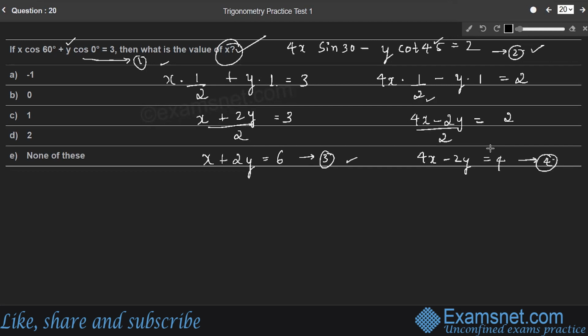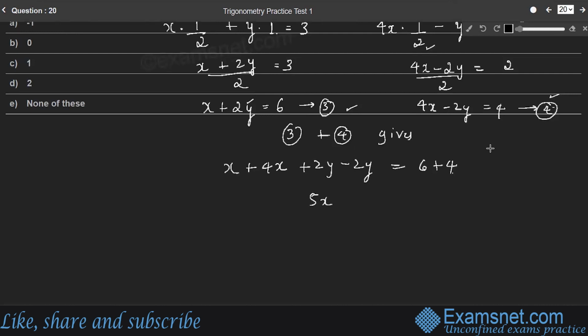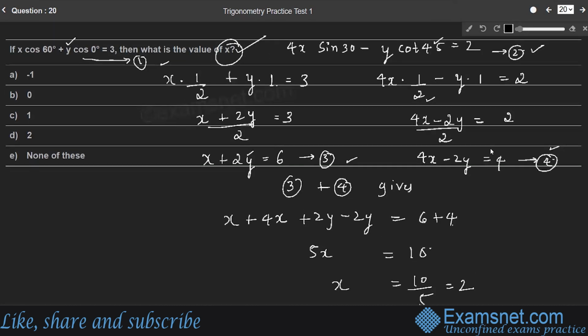Let us add equations 3 and 4 so that we can eliminate the y value. 2y and minus 2y will get cancelled. So 3 plus 4 gives x plus 4x, plus 2y minus 2y, is equal to 6 plus 4, right? So x plus 4x is 5x, 2y and minus 2y get cancelled, which is equal to 10. So the value of x is equal to 10 by 5, which is 2. So x is equal to 2. Option D is the right answer.